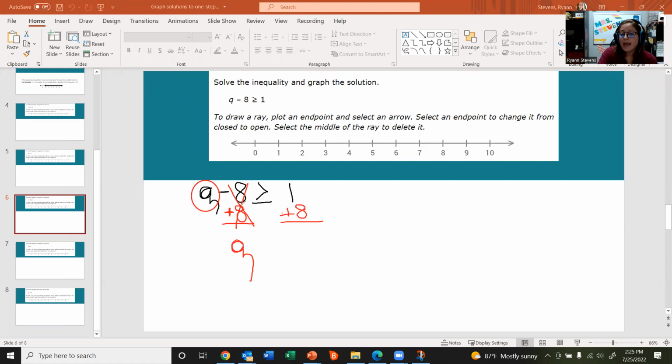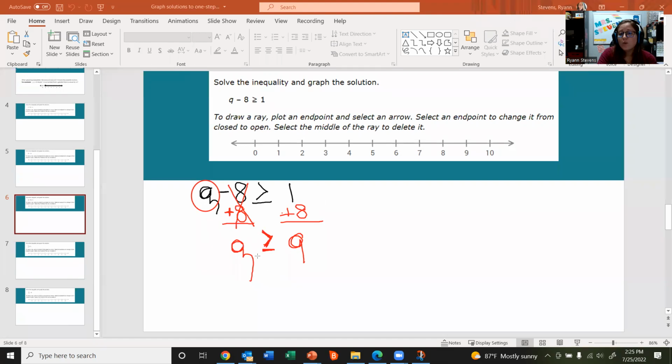We had subtraction, and the inverse operation was to add, so we don't have to worry about flipping our inequality sign. We were not multiplying or dividing by a negative number, so we leave the sign as greater than or equal to, and then 1 plus 8 gives us 9. So our solution is Q is greater than or equal to 9.